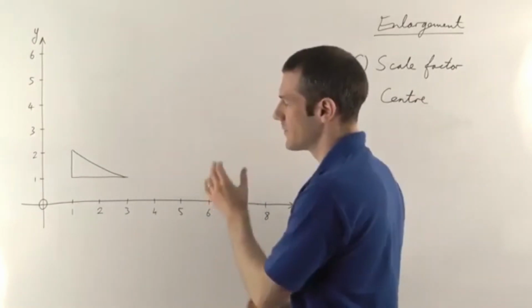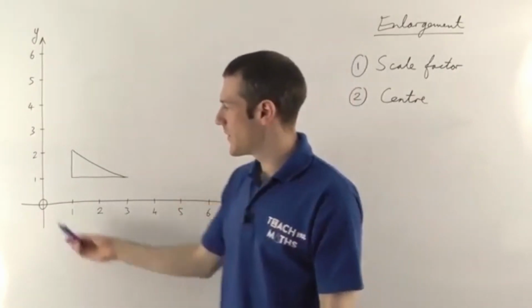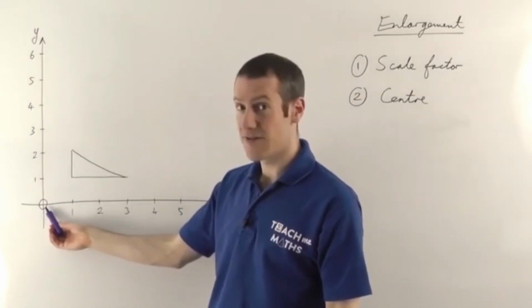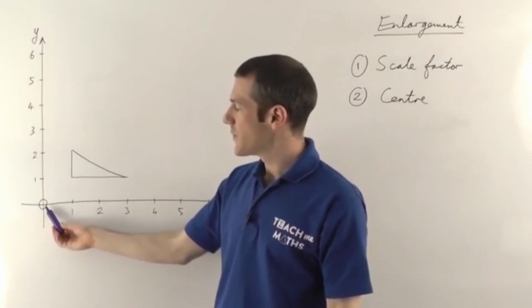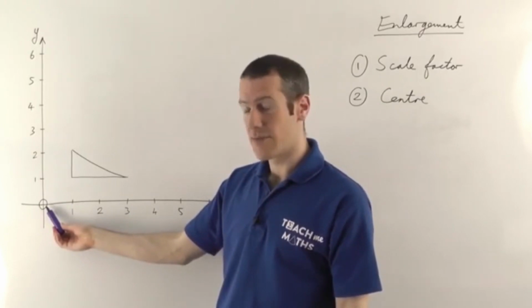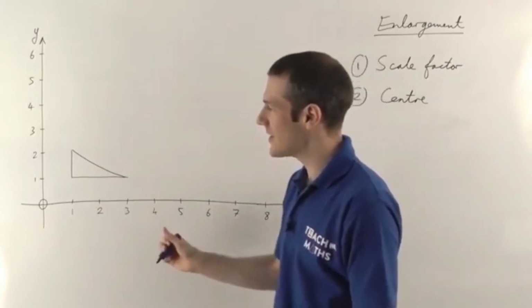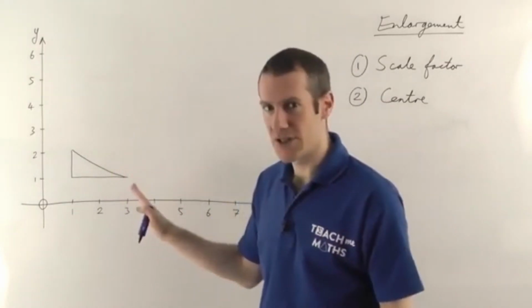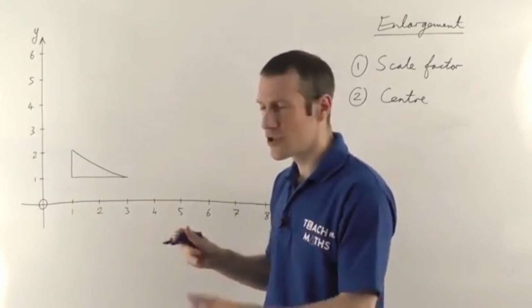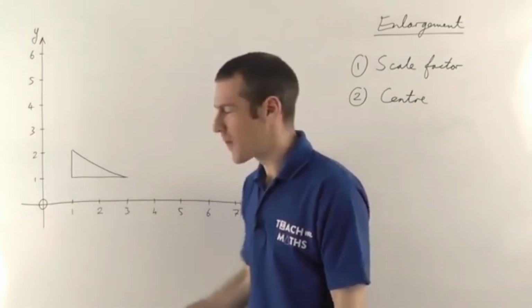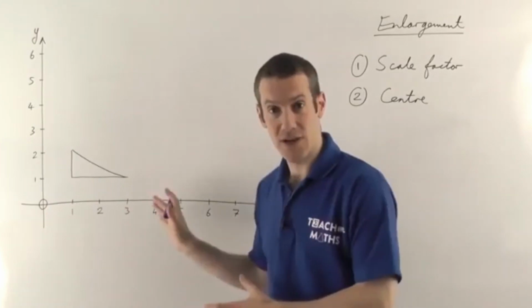Now, very often when they give you an enlargement question, they will specify the origin, that's the point where the two axes cross, the 0 on both axes. They'll often specify the origin as the centre of enlargement. Now, if that's the case, it makes doing the enlargement much easier. And I'm going to show you two different ways of doing this. If the centre of enlargement is the origin, then there's a very quick and easy way to do the enlargement.